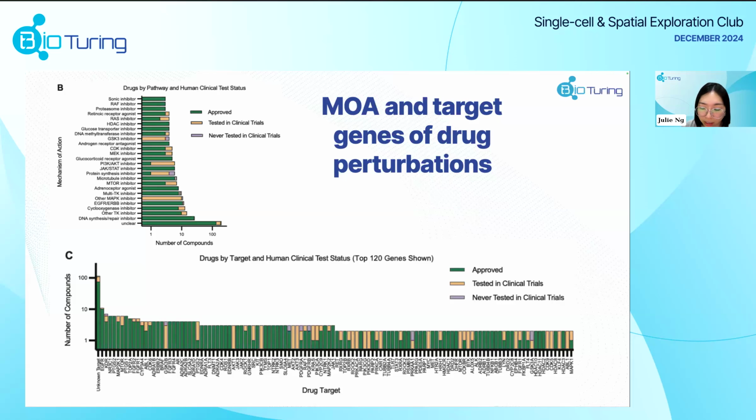So in essence, these figures provide valuable insights into the drug perturbations used in this data set. They highlight not only the diversity of the MOAs and the target genes, but also the clinical relevance and potential for combination therapies. This information is crucial for understanding the scope of this data set and for designing experiments to explore drug responses in different cellular contexts.